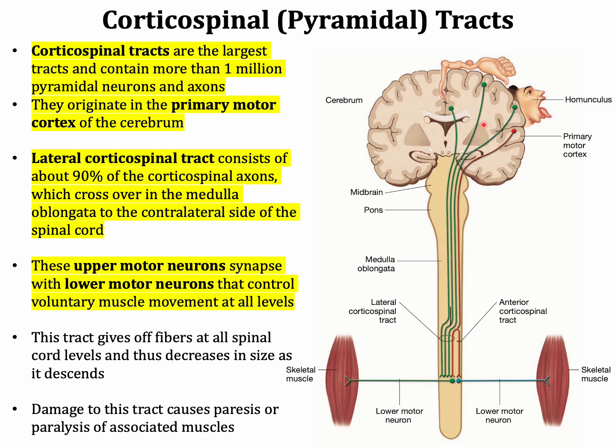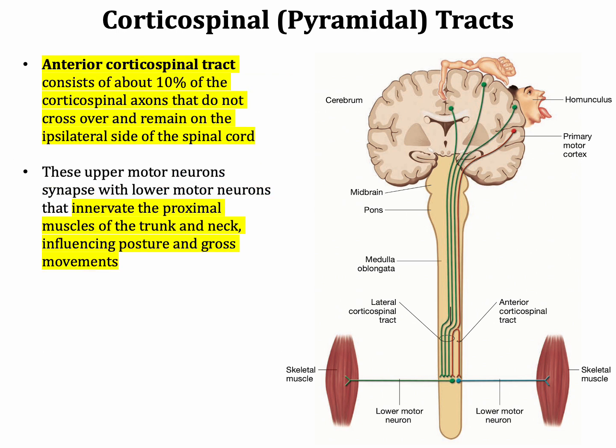Regardless, when we focus on these green ones here, the lateral corticospinal tract, we see this crossing over event taking place in the medulla. These upper motor neurons then synapse with lower motor neurons, which extend out to innervate our skeletal muscle. So this tract gives off fibers or synapses with lower motor neurons at all levels of the spinal cord. So we find that the tract gets smaller and smaller as it descends down the cord because of that extension that occurs. If there's any damage to this tract, there's going to be paresis, which is weakness in the muscle, or maybe even paralysis, the inability to activate and control the muscle.